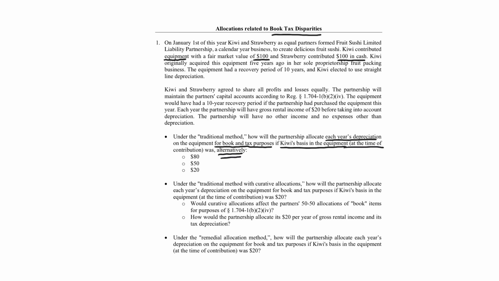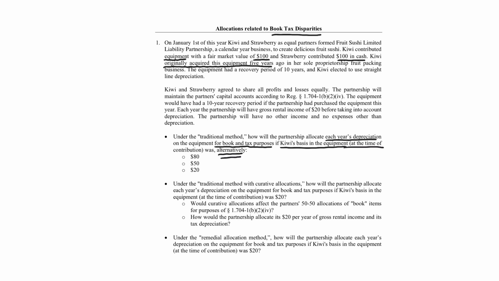So let's just go through and explain the steps before we jump right into the traditional method. What's going on here? Again, you got Kiwi and Strawberry, two individuals joined together as partners. Kiwi's contributing equipment, $100 fair market value. Strawberry contributes $100 in cash. Kiwi originally acquired it 5 years ago. So what does that mean? That means that 5 years ago, Kiwi possibly started depreciating it. If it's personal, it might be different, but Kiwi might have started depreciating it.